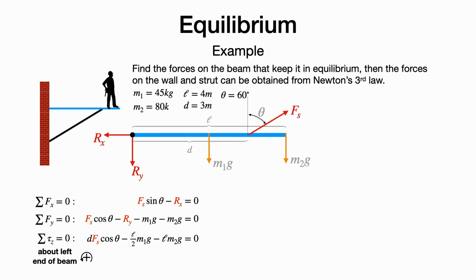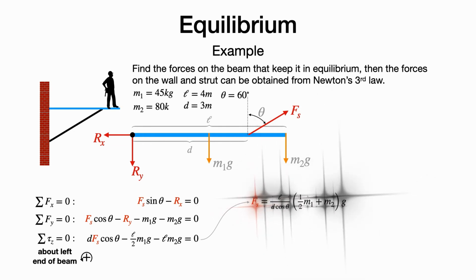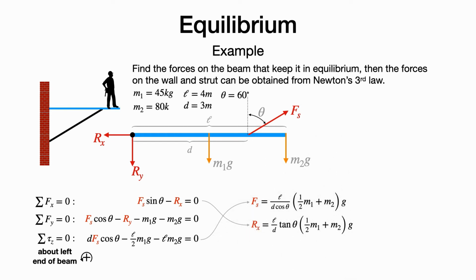And the second torque acting down is the weight of the person standing at the end of the beam, a distance L away from the point of rotation. And the force then acting perpendicular to this distance is m2g. So those all sum to 0. We can immediately solve this torque equation to find the force of the strut on the beam. Once we know this, we can plug this into the first equation to immediately tell us what the x component of the reaction force is, and then also into the second equation to get the y component of the reaction force.